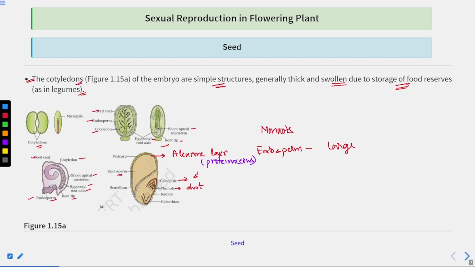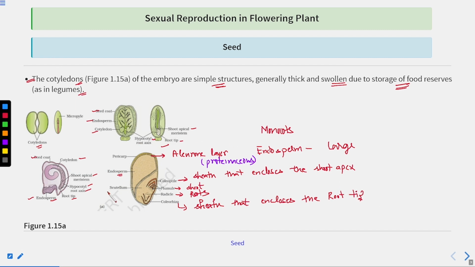Coleoptile, again, is a sheath that encloses the shoot apex. Now the radicle will give rise to the roots. And here is the coleorhiza. Coleorhiza is the sheath that encloses the root tip, or the root system.